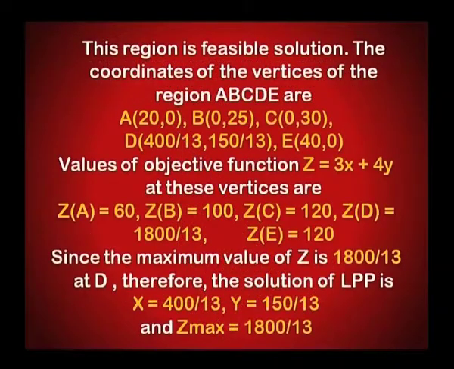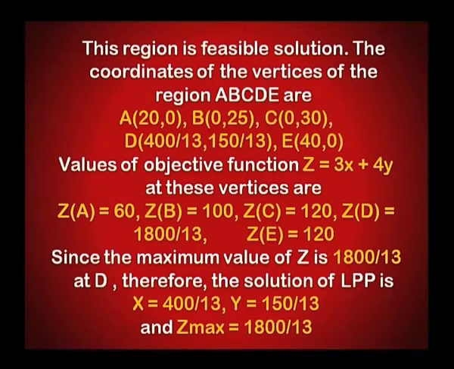This region is the feasible solution. The coordinates of the vertices of the region A, B, C, D, E are A (20, 0), B (0, 25), C (0, 30), D (400/13, 150/13), E (40, 0). The value of the objective function z = 3x + 4y at these vertices are: z at A is 60, z at B 100, z at C 120, z at D 1800/13, z at E 120.